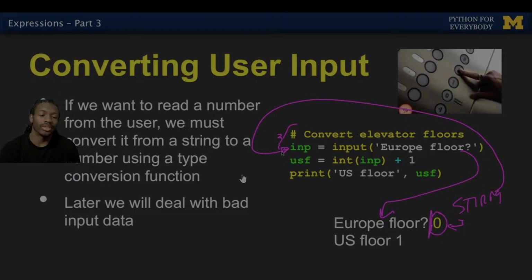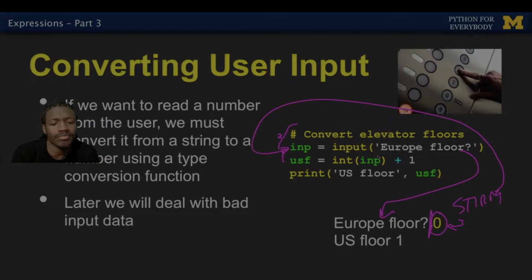I can type a string to ask them what to input, and then I create a variable to equal the integer of the string that they give me, and add 1. And then I want to print the US floor, comma, usf, to the next line.